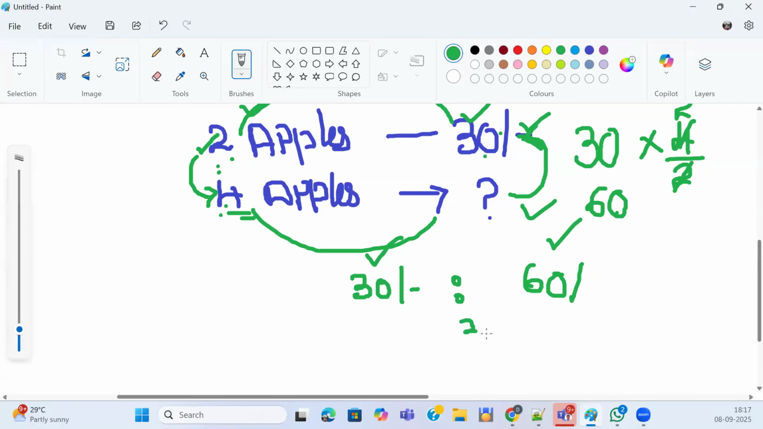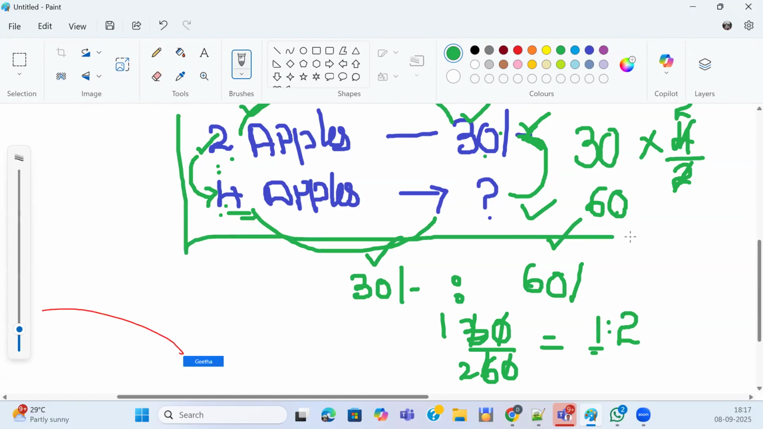How can I write 30 is to 60? 30 by 60, and you know that it will get cancelled. 0, 0 cancel. 3 ones are 3, 3 twos are 6, which means 1 by 2, 1 is to 2, right? Yes. So 1 apple costs 1 rupee means 2 apples is 2 rupees, and 4 apples will become 4 rupees. That's why it is like that. Don't worry about that.